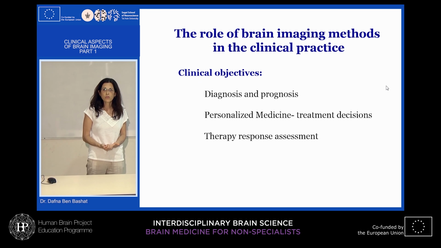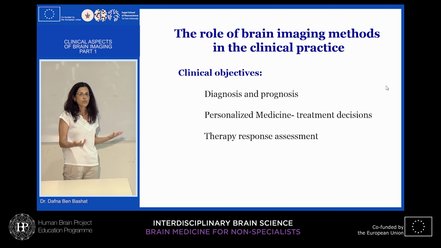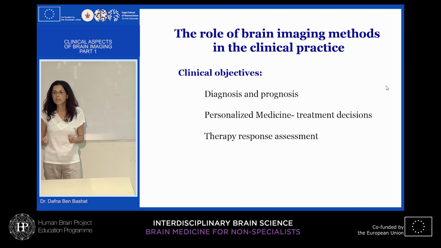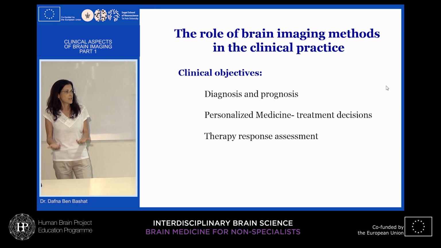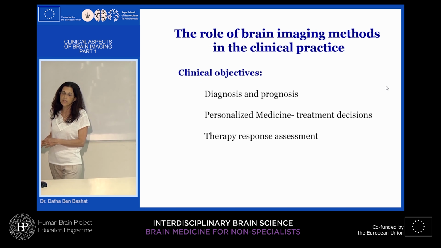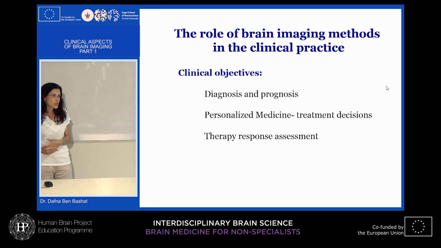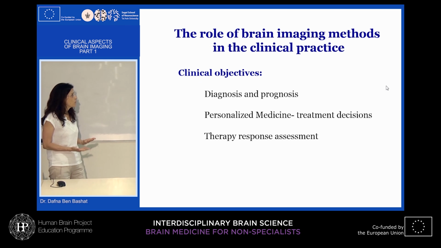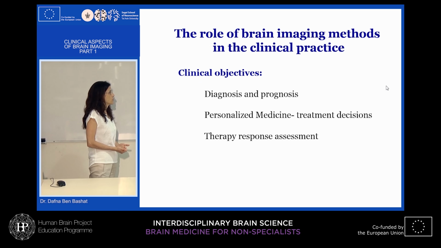We want to know the prognosis. If we have 2 patients with brain tumors, we want to be able to say what the prognosis is. Sometimes it looks similar. They have the same clinical manifestation, but they have really different prognosis. So using imaging, we really want to be able to predict the prognosis.